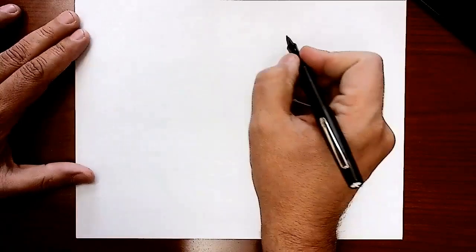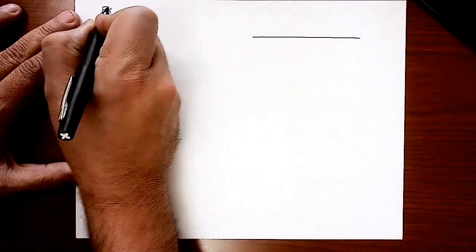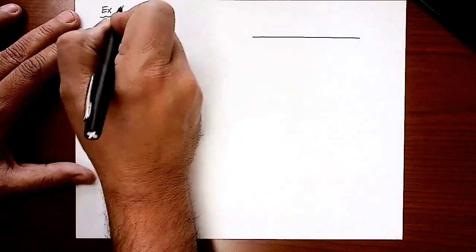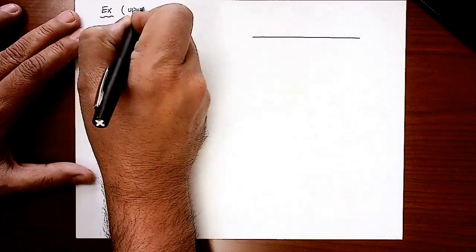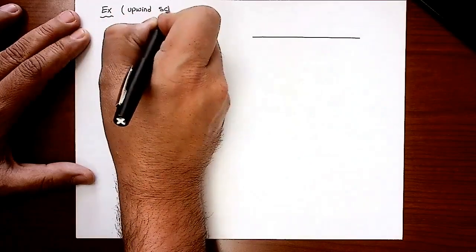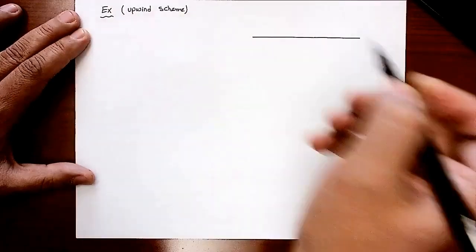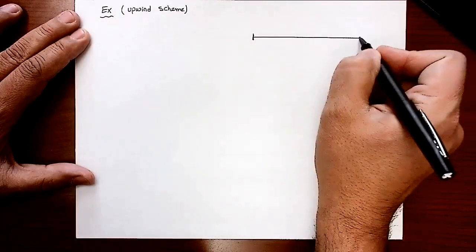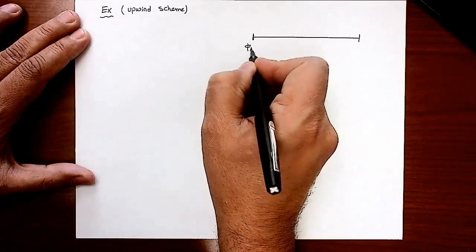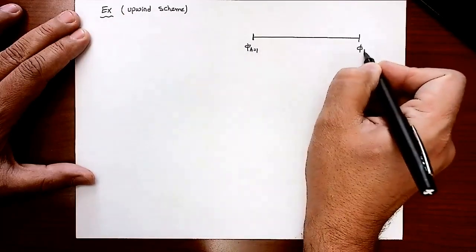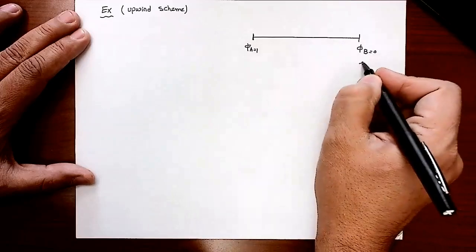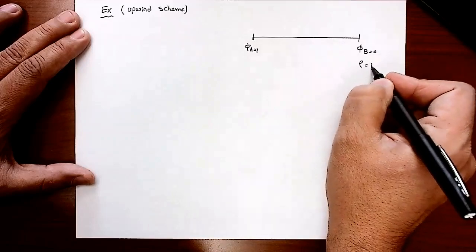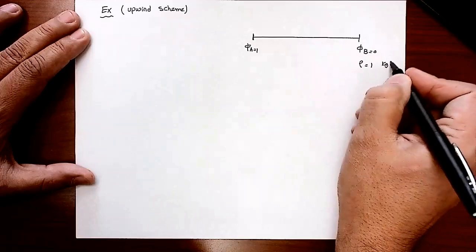So let's recall the example that we did before when we have the one-dimension domain. Mostly we are looking for the upwind scheme. So in the previous example, we had that linear domain. Phi A is equal to 1, and phi B is equal to 0. Rho is 1 kilogram per meter cube.